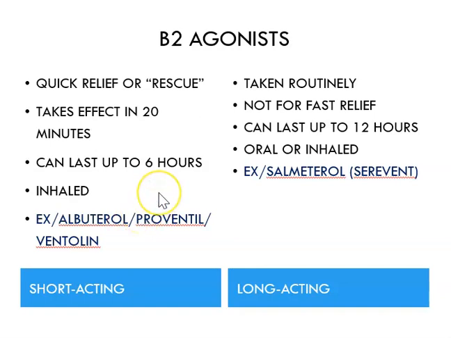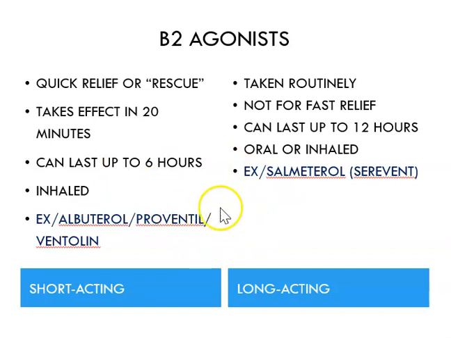Your beta 2 agonist, that's going to be your quick relief, so that takes effect in about 20 minutes. This is going to be a bronchodilator medication that opens the airways up by relaxing the muscles around the airways that may tighten, and that works by causing muscle relaxation and airway dilation. There are two different kinds of beta agonists, and these are grouped according to how long they work. So there's going to be short-acting and long-acting, and beta agonists can be given several ways, but the most common way is going to be inhalation.